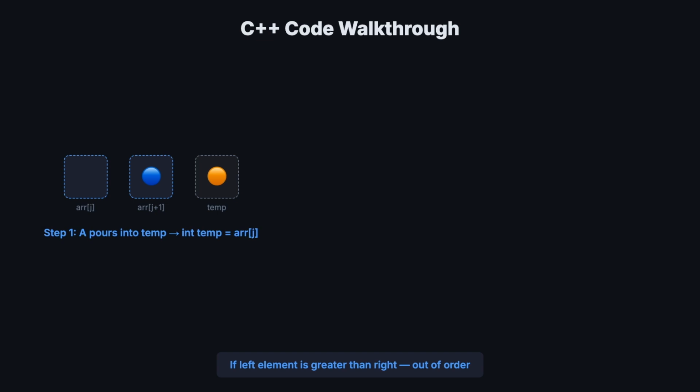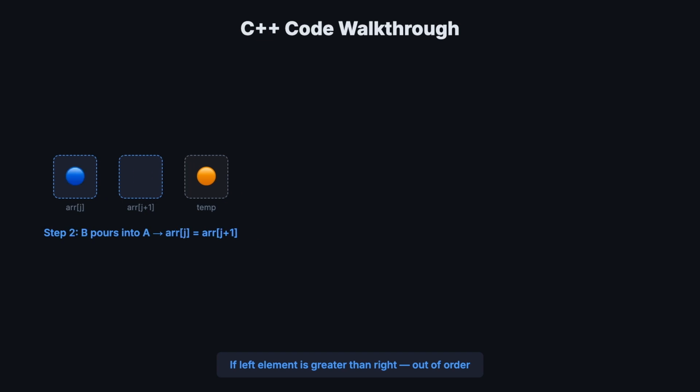So, step 1. A pours the orange juice into a spare, empty temp cup. In code, let int temp equals array j. We save the value before we touch anything. Step 2. B pours the water into its now empty cup. In code, array j equals array j plus 1. Array j now holds what array j plus 1 had.